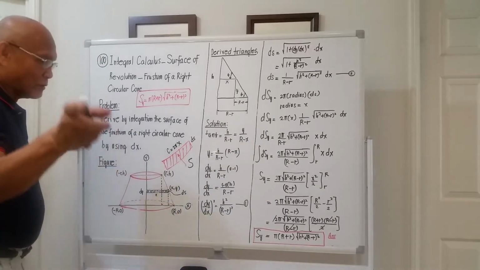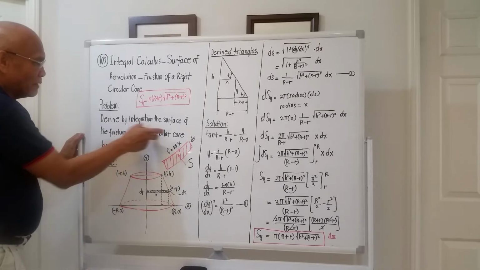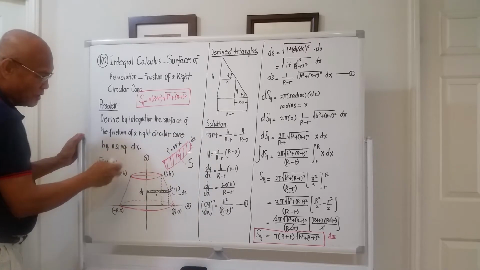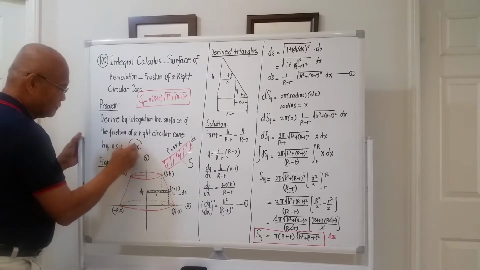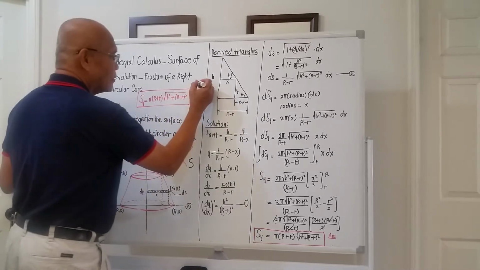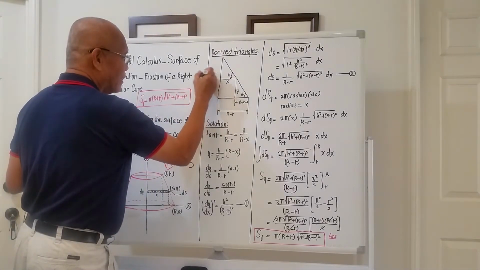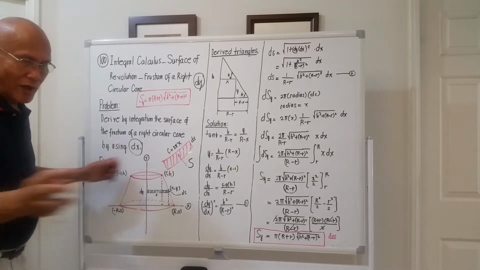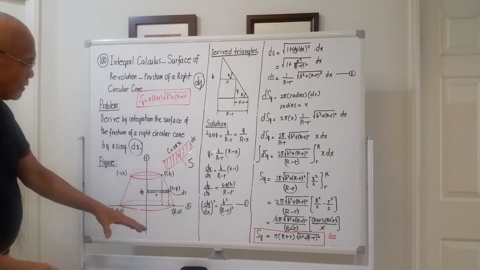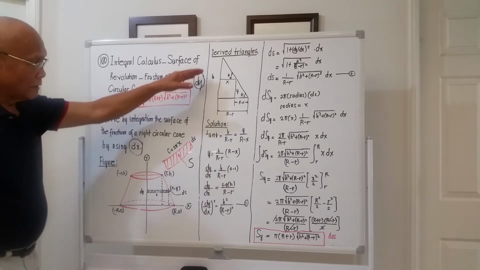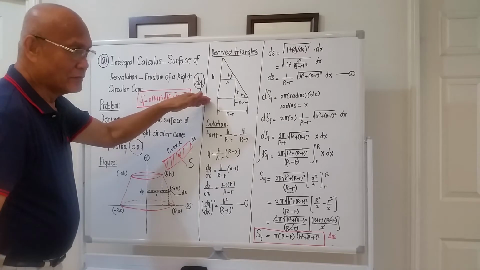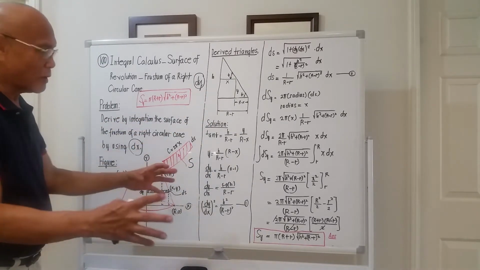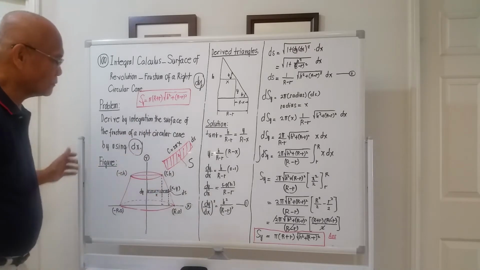Okay, I will try to read the problem. Derive by integration the surface area of the frustum of a right circular cone by using differential x. Yesterday, we integrated with respect to y. Okay, for today, we will integrate with respect to x. So actually, the figure will still be the same. The right triangles will still be the same. The relations will still be the same, but I will try to explain the relation, okay?